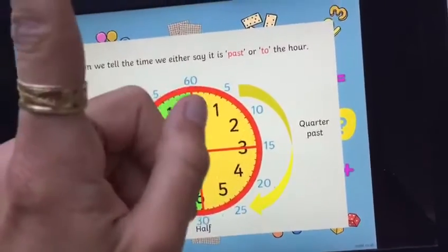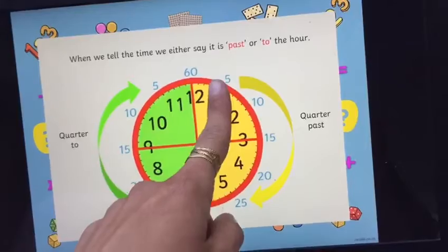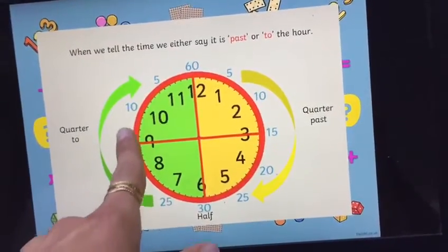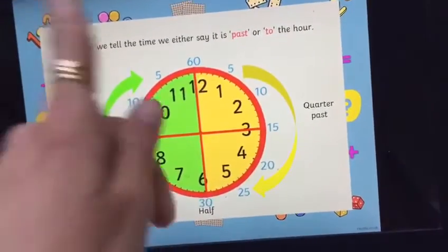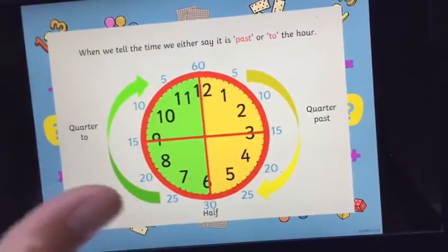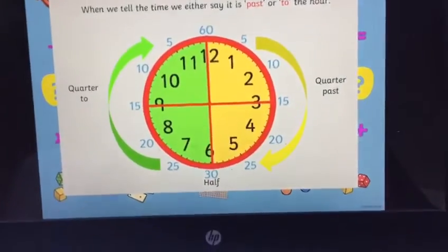So, what we need to remember for today's lesson is our 5-minute intervals. We need to remember our counting in 5 numbers around our clock, okay? That is super important for today's work because we are going to be learning how to tell the time to the nearest 5 minutes, okay? To the nearest 5 minutes for today's work.